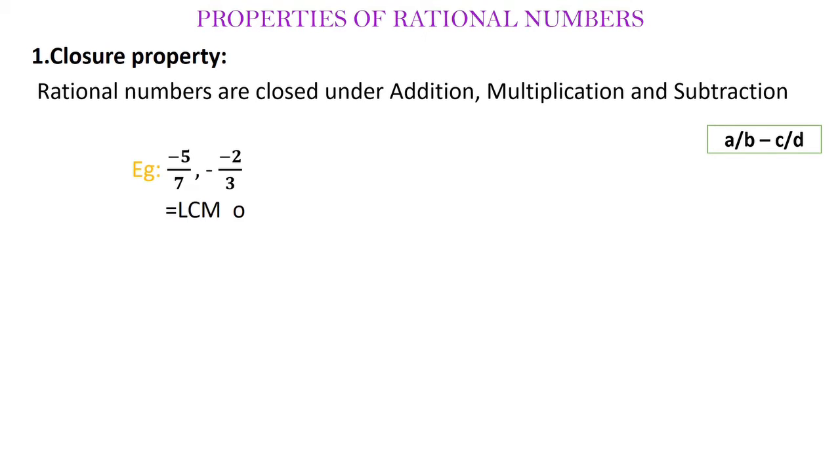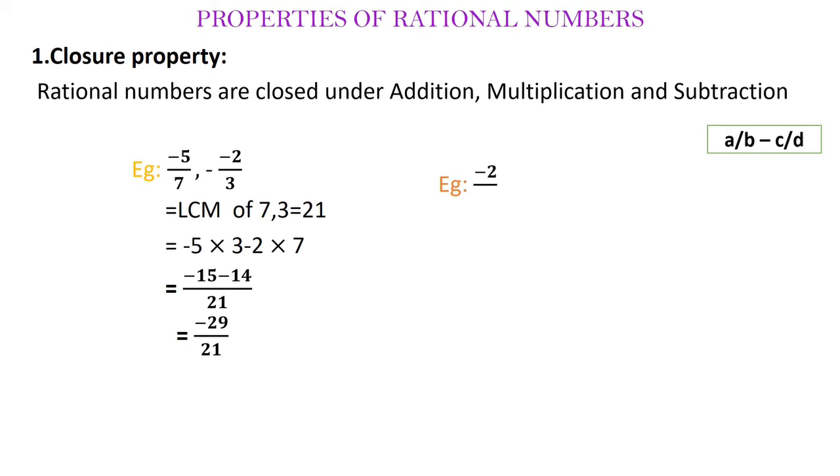is equal to the LCM of the denominators, that is 7 and 3, which is 21. Minus 5 into 3, comma, minus 2 into 7, minus 15 minus 14 by 21. So here minus into minus we get positive, that is minus 15 plus 14, we get minus 29 by 21. So this is a rational number.